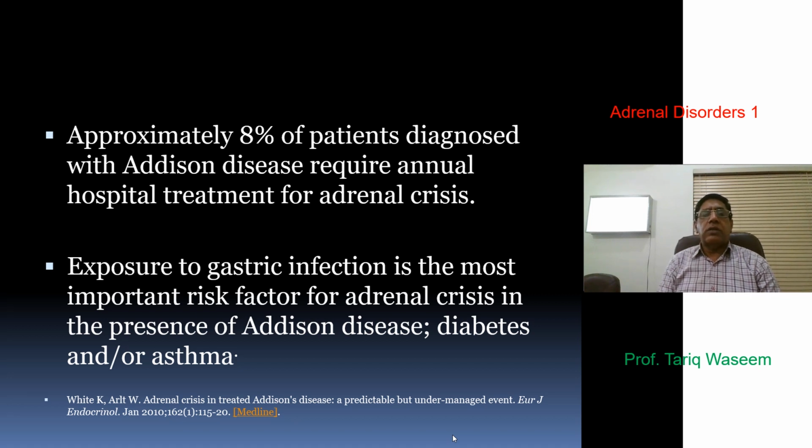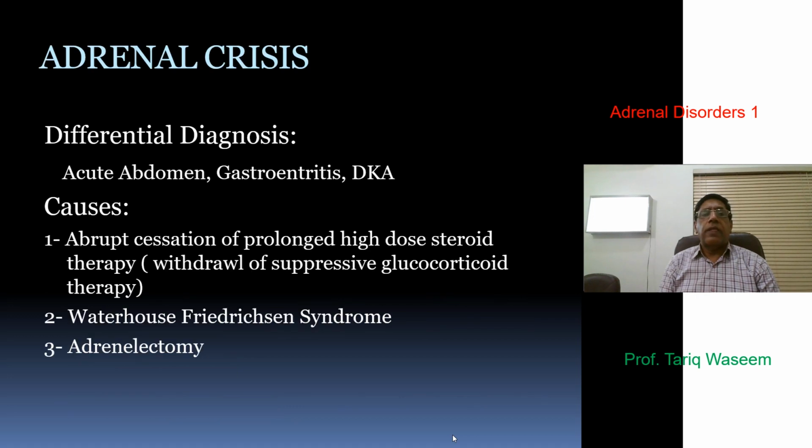Approximately 8% of the patients diagnosed with Addison's would require annual hospital treatment for adrenal crisis. Exposure to gastric infection is the most important risk for adrenal crisis in patients with Addison's disease, particularly those who have diabetes or asthma. The differential diagnosis of adrenal crisis would include conditions like acute abdomen, gastroenteritis, or DKA, because these may have symptoms confusing with adrenal crisis.